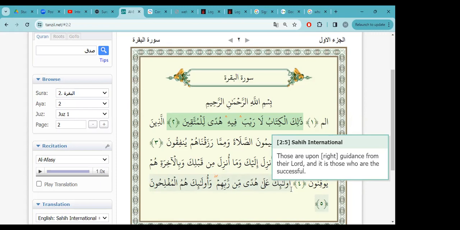How do we know it's a noun? Because it's got li. Li means for. Li is a jar. No.